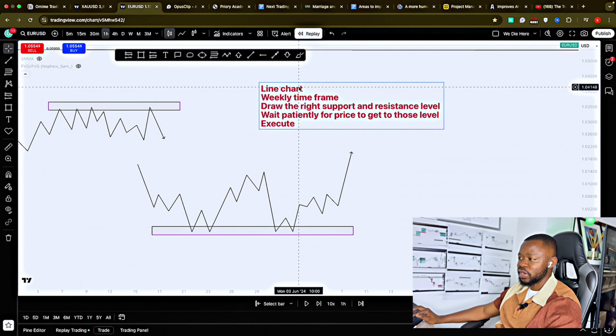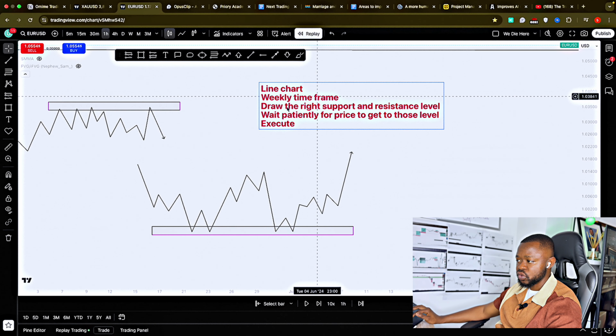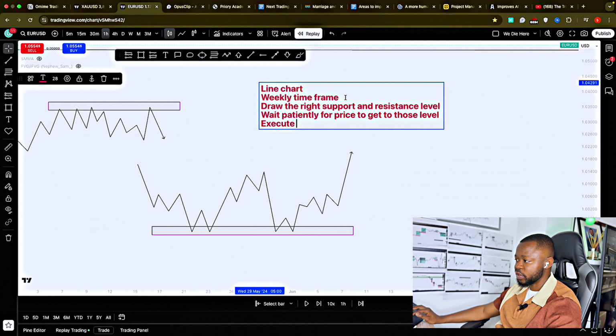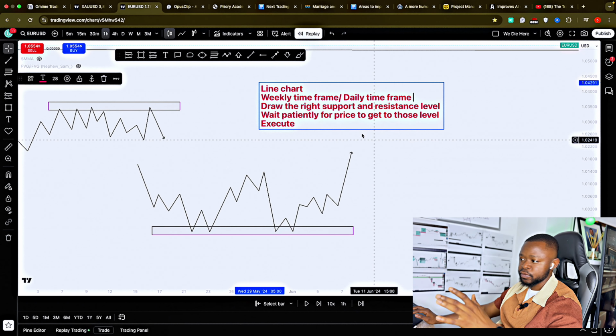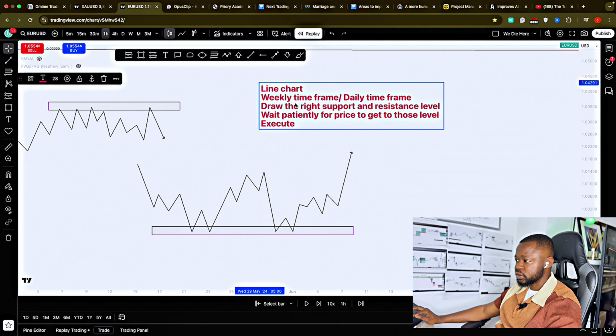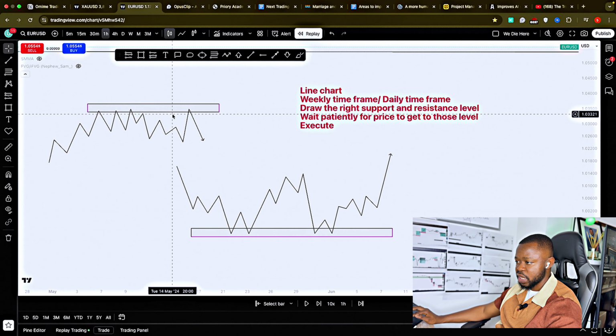So the first thing, the line chart. Second thing, you go to the higher time frame, either the weekly time frame or the daily time frame as you see fit. The higher the time frame, the more concrete the decisions you are making. Now the third step is to draw your support and resistance levels properly. So see how I drew it.